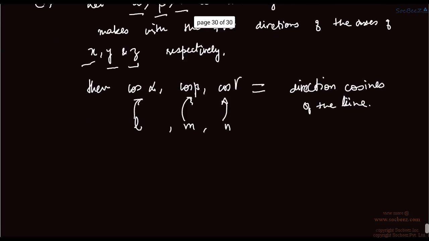Now one relation between direction cosines is that L square plus M square plus N square is always 1.